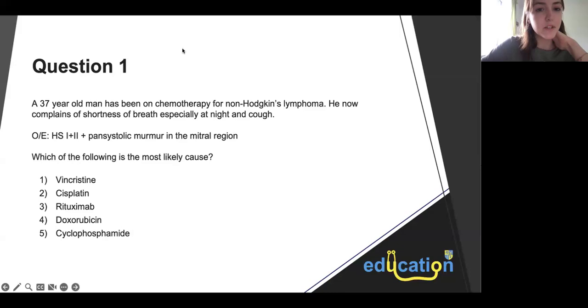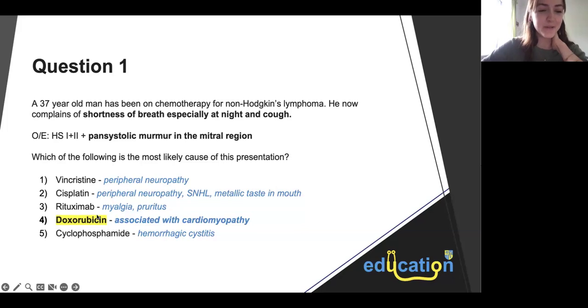Okay. Everyone who put their answer in the chat correctly put doxorubicin. These are obviously all chemotherapy drugs. When it comes to the oncology drugs, I would say in general, it's probably on the more low yield side. But it's likely that you'll get at least 1 or 2 questions in the AKT about side effects. So I just memorized 1 per common chemotherapy drug. Doxorubicin is the one that's associated with cardiomyopathy, hence why this patient had the pansystolic murmur.